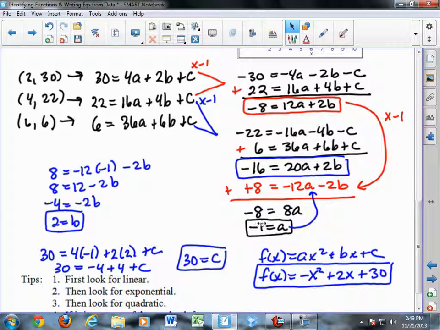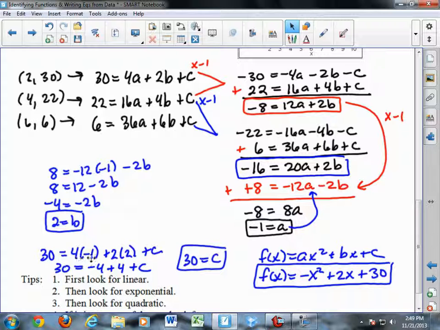I'm going to substitute -1 equals a back into this red equation. I could substitute it into either of the equations, but I'll just pick that one, which I did over here. So 8 equals -12 times -1 minus 2b. Solving that for b, I end up with 2. So now I have a equals -1 and b equals 2. I'm going to take both of those values and put them in this first equation down here, and then I wrote that down here.